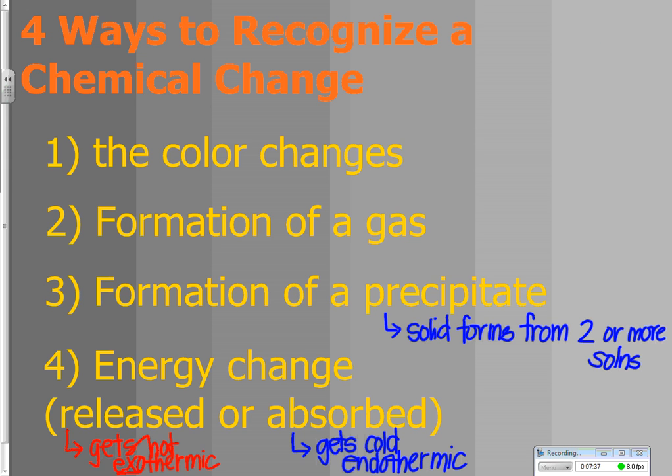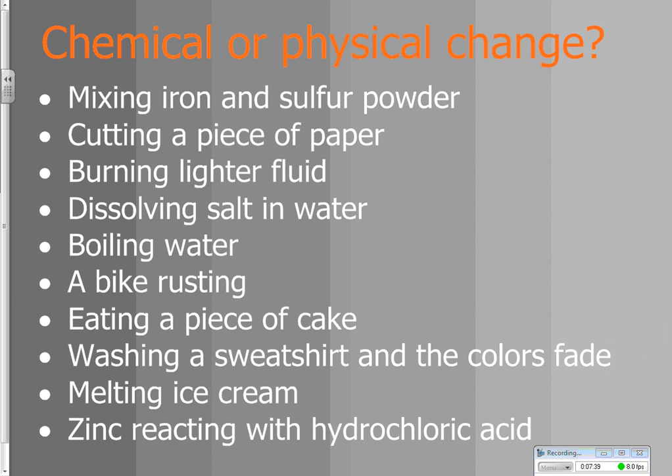But what we want to do is practice this. Now, there are 10 examples here. We're going to do the first 5 together, and then the second set of 5 are your learning check for this. So I want to determine if this is a chemical or a physical change. So let's look at mixing iron and sulfur powder. If all I do is mix them together, you're going to just get a mixture of powders. Both of them will still be iron and sulfur when they're finished. So this would be a physical change.